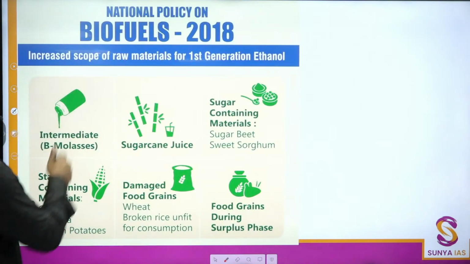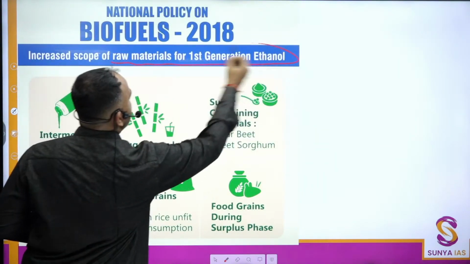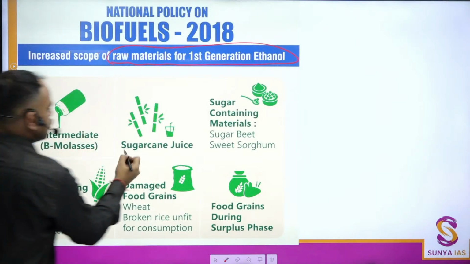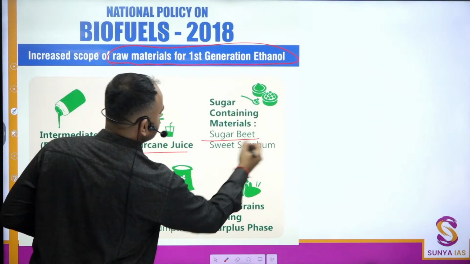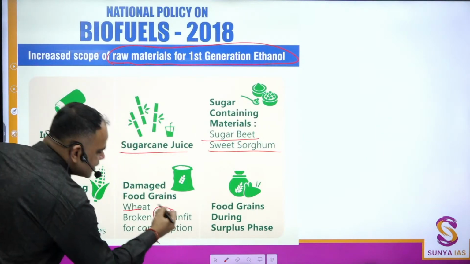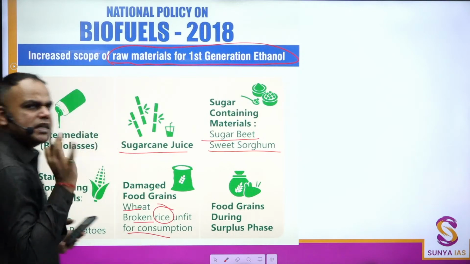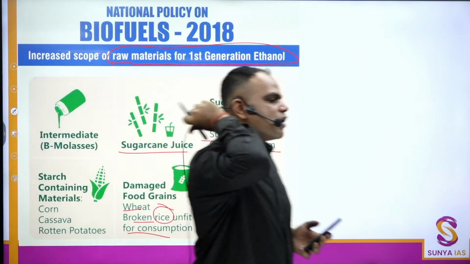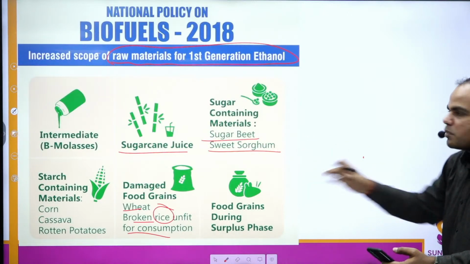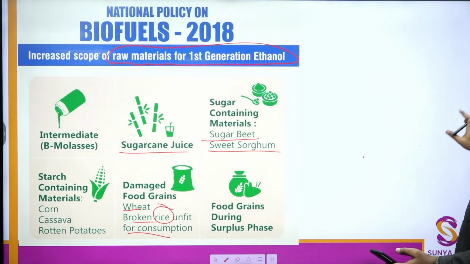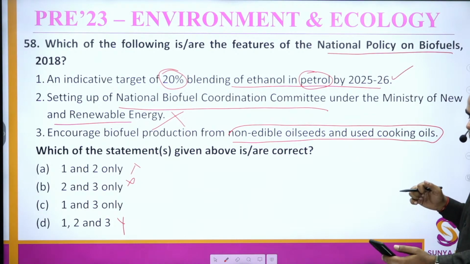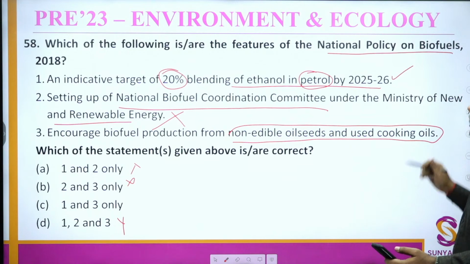So I was telling you that the raw material scope has been increased. In fact, this question also came in the exam. You can have sugarcane juice, sugar beet, sweet sorghum, right? Wheat, broken rice, unfit for consumption. So yes, a lot of these damaged food grains can also be used. Okay, corn, cassava, rotten potatoes, and so on, right? So which is why statement 3 is also correct. Question 58, the answer is C. Okay, 1 and 3.